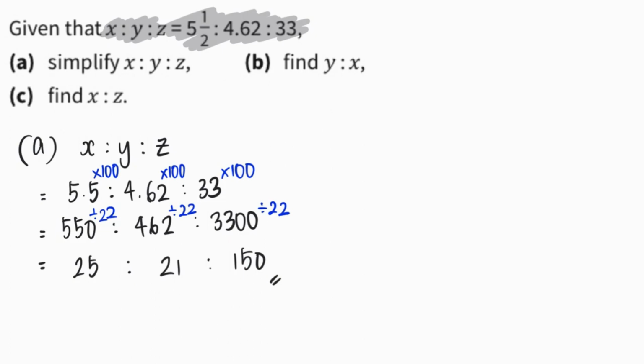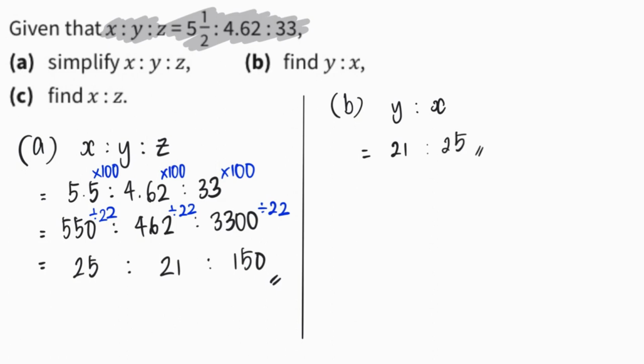Okay, so I'm going to just draw a line to create a space at the other side. For part B, now that we have x:y:z in its simplest form, y:x is simply 21 : 25, and this happens to be the simplest form.